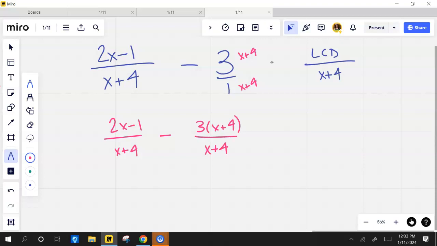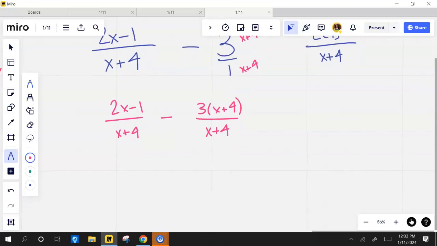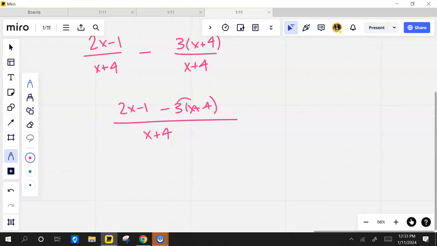There you go. Before I can simplify anything, I could go ahead and combine these numerators and say 2x minus 1 minus 3 times x plus 4. But remember, when we're simplifying, we need to be factored completely. And so now I've got this rational expression that's not simplified, so I need to make sure I simplify it. To do that, I'm going to need to expand it before I can condense it, if that makes sense. Are y'all ready? Okay.